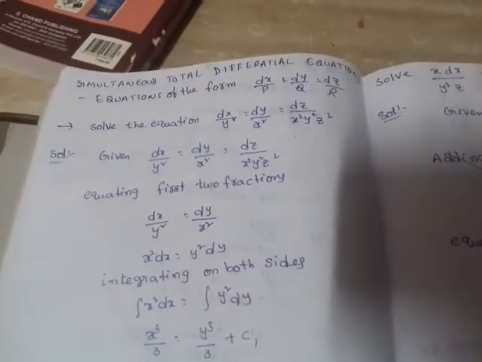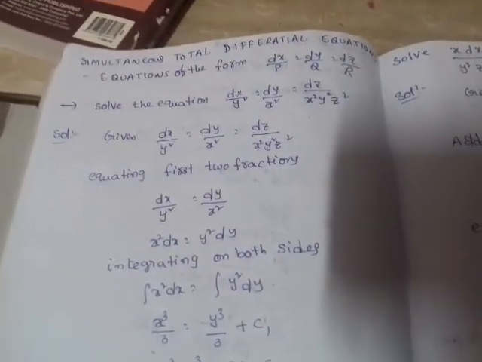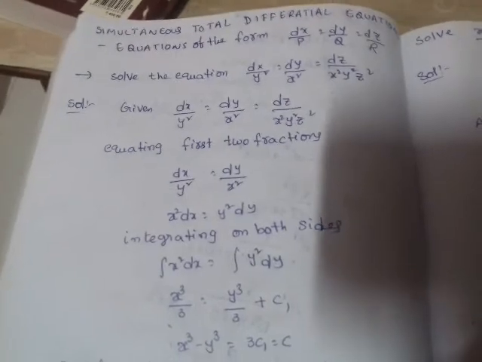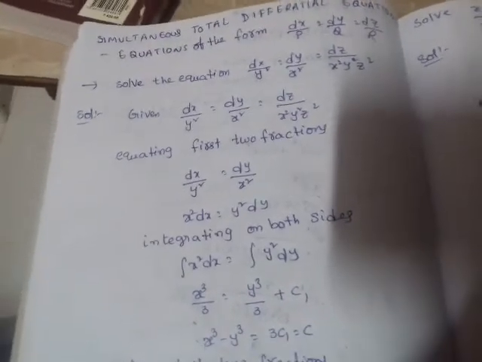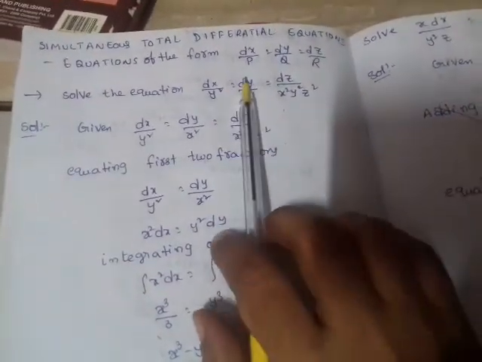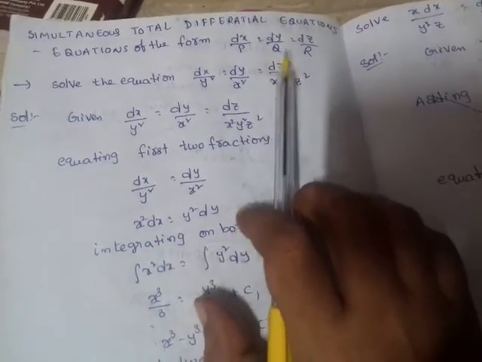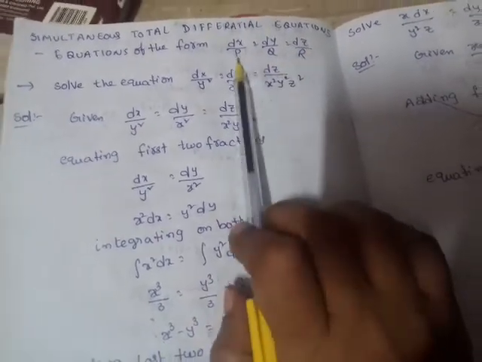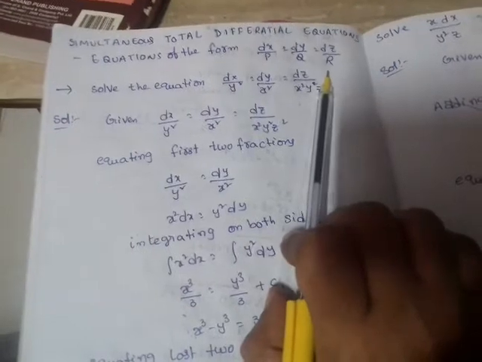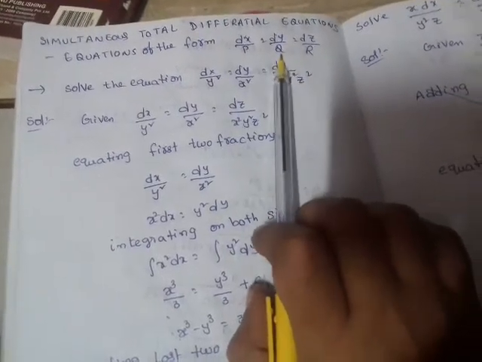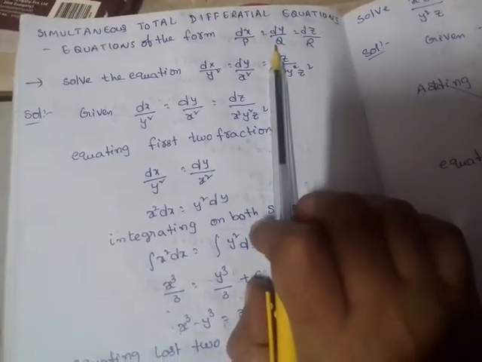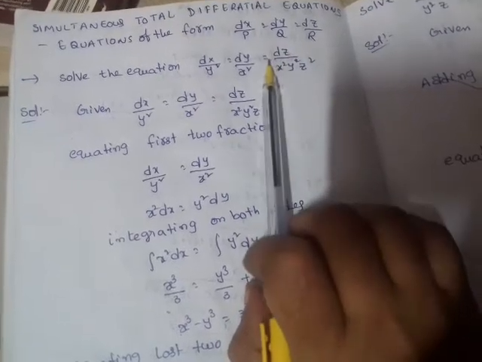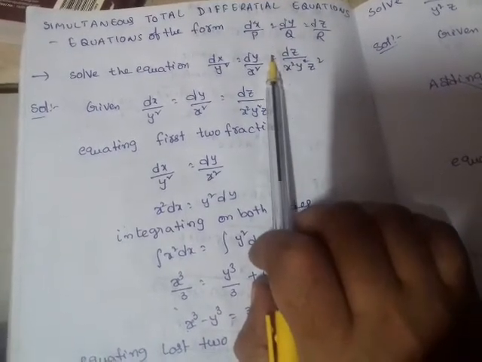Dear students, today we are going to discuss the simultaneous total differential equation and equations of the form dx by p is equal to dy by q is equal to dz by r. This type of equation is solved in two ways. The first one is the method of grouping and the other one is the method of multipliers. Today we are going to discuss the method of grouping.